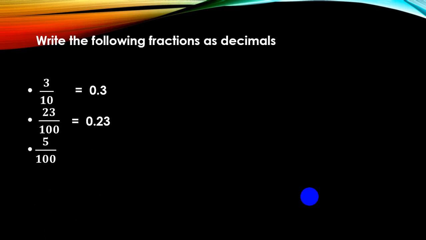Let's see another one. 5 out of 100. Oh, here it's 100, so it's easy also. But here, Miss Dua, we have just 1 digit up and 2 zeros down. So I have an extra 0 down. So after the decimal point, I have to write 0, then write the number that is written up. It's 5. So 0.05. Okay.